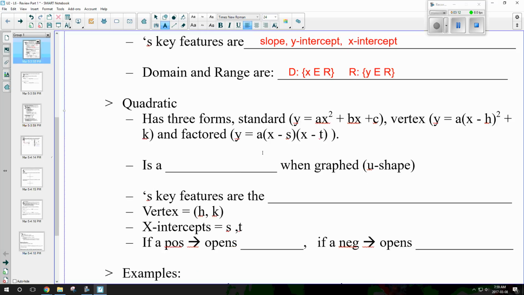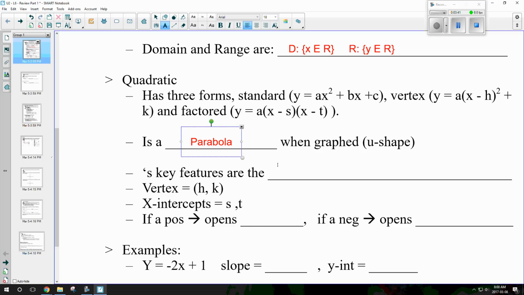Now in those three forms, we can pull out key information from each of them. And we'll talk about that a little bit further down here. First off, what do we call the graph of a quadratic? When it's graphed, we know that it is a U shape. And remember, we call that a parabola. So it's called a parabola, and we know it's a U shape when it's quadratic.